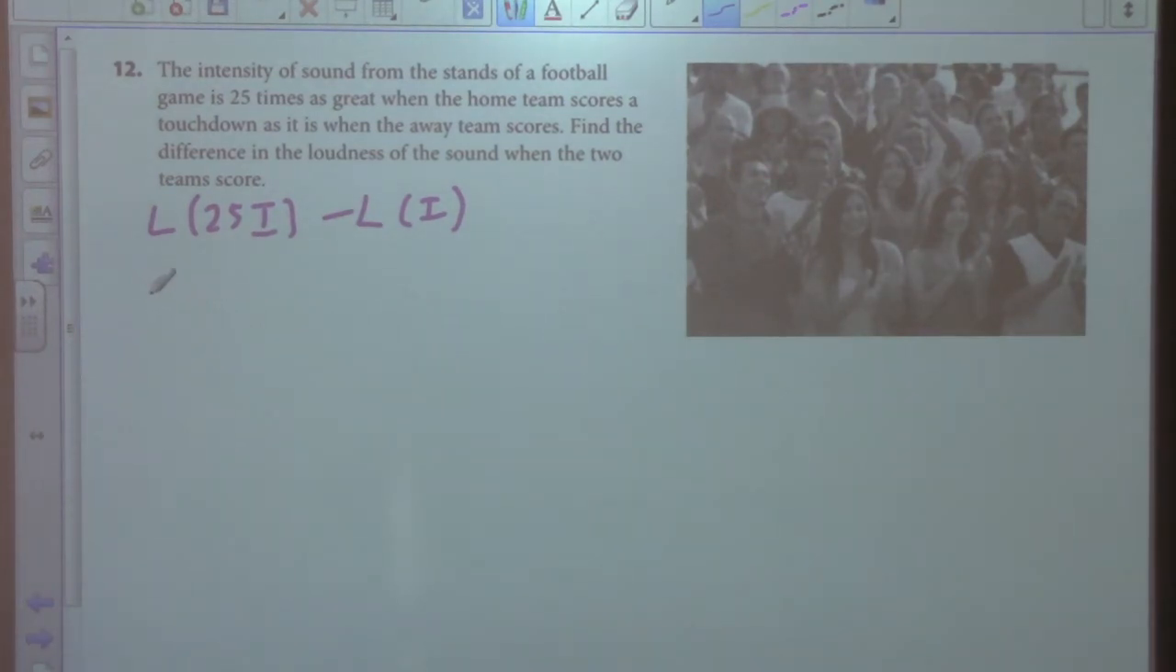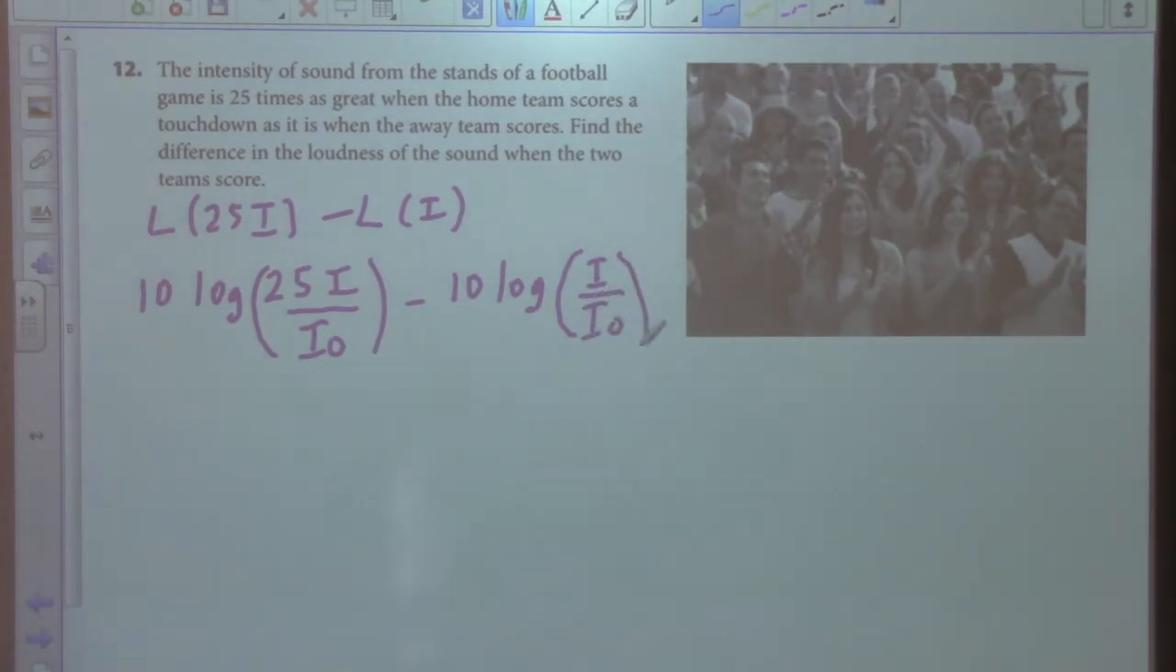So the way we have this, it's a log. You might remember this from yesterday. Excuse me, it's 10 log. That's what decibels is, right, Marcus? So we have 10 log of 25I over I sub 0, minus 10 log of I over I sub 0.